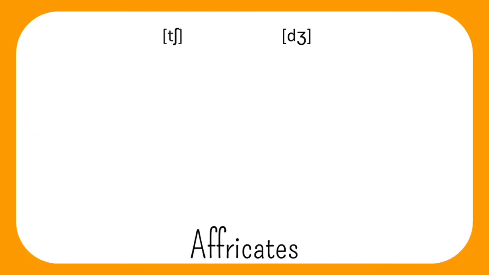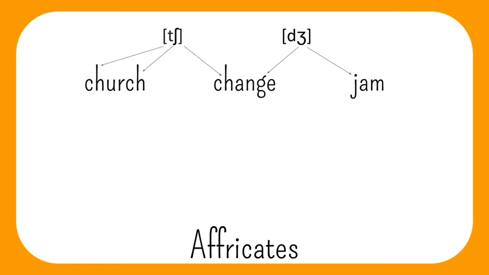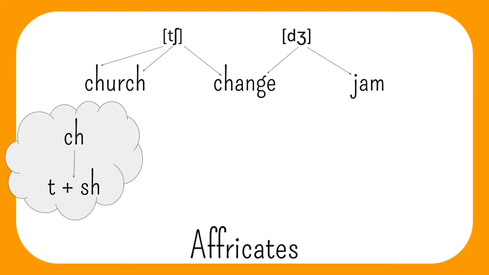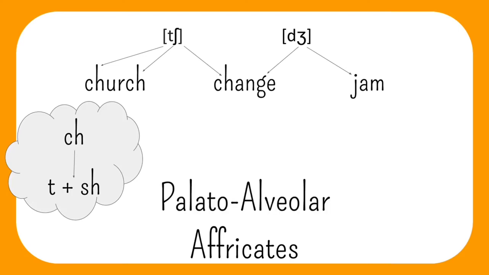Remember the difference between a fricative and an affricate. A fricative is air being pushed through a small gap, whereas an affricate is a plosive followed by a fricative. These are ch and j, like in church and change and jam. It's strange to think of ch as being a t followed by a sh, but if you listen extremely closely, you can hear where the plosive is followed by a fricative. Try it yourself. These are the Palato-Alveolar Affricates and are sounded by placing the blade or tip of the tongue behind the alveolar ridge.